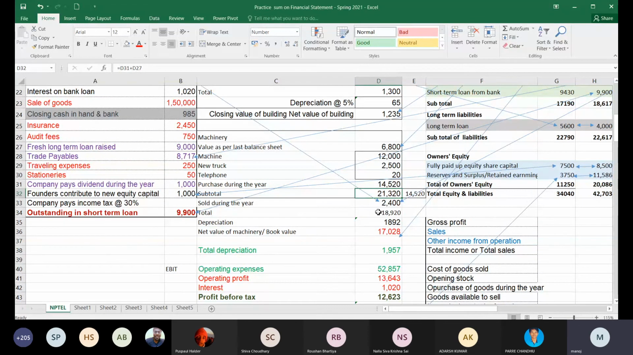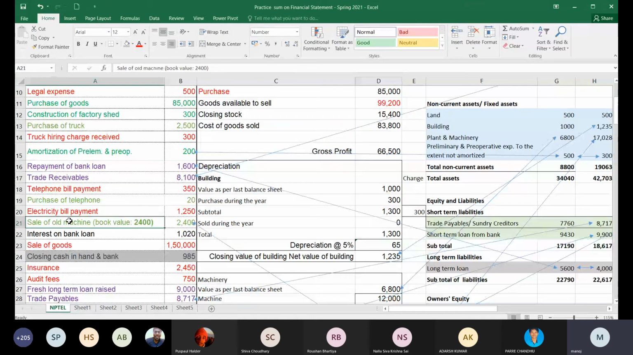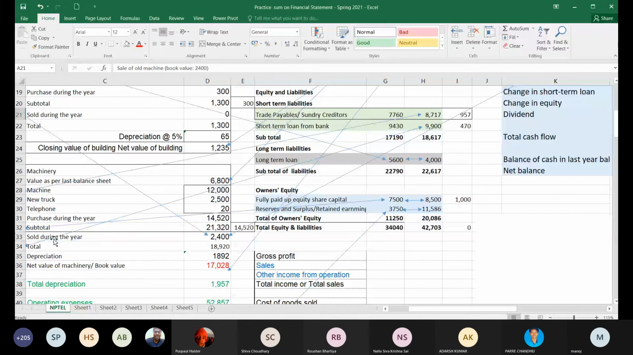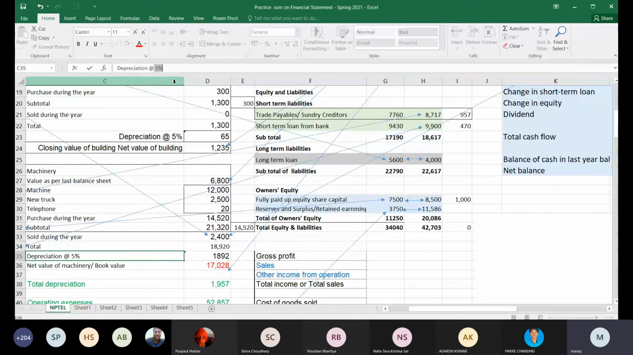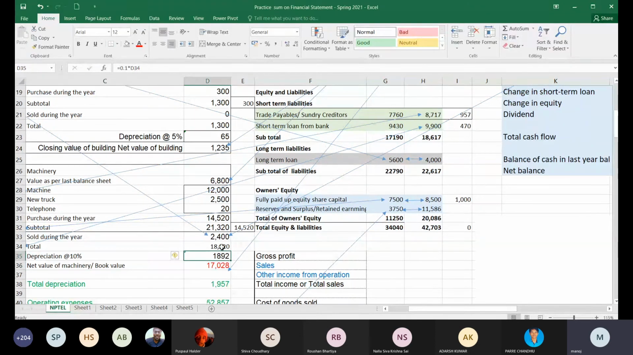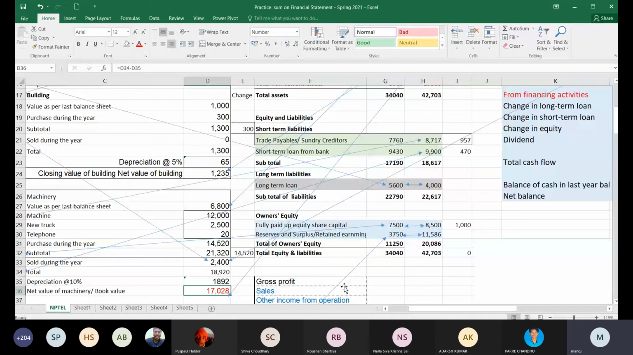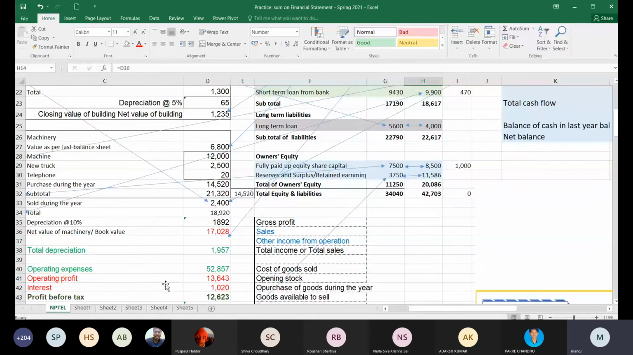And you might have noticed that we sold a machine for 2,400 here. Sold old machine for 2,400. This will be deducted because this asset is no longer there with us. So you deduct. So total becomes 18,920. This is to be depreciated. Suppose your depreciation rate is flat 10%, then the depreciation value is 1,892. So you deduct 1,892 from the depreciable value, you get 17,028. This goes to the balance sheet. 17,028 becomes the next year's fixed asset.